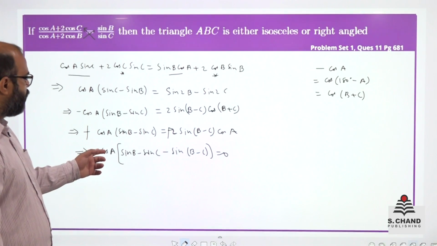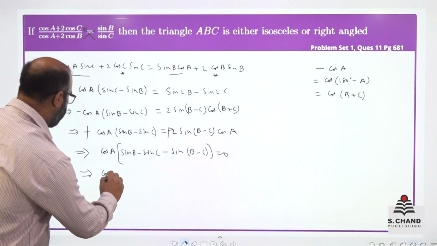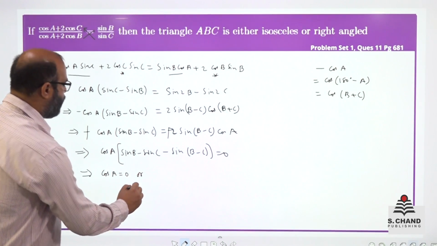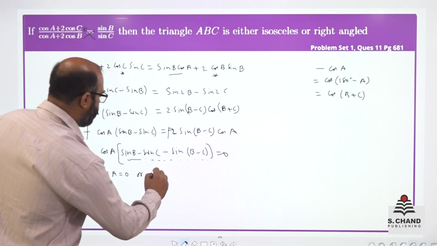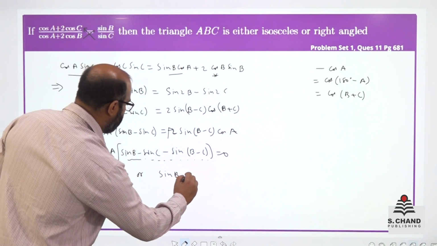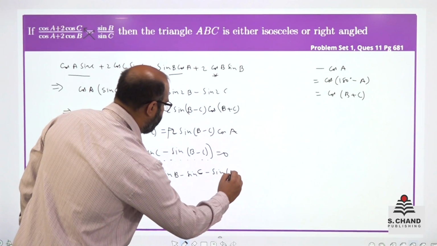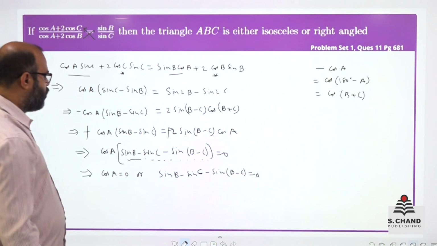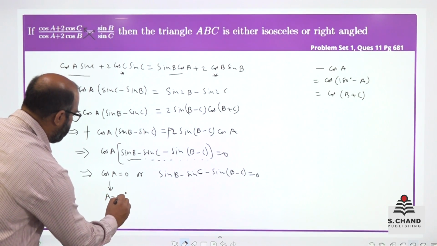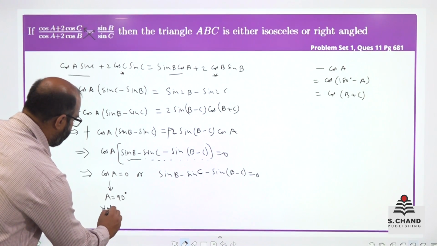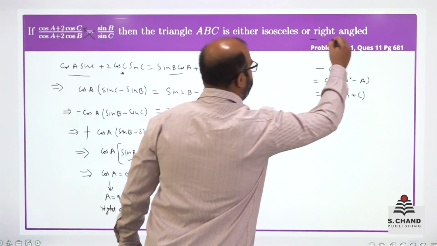So one thing which is coming out from here is cos A could be 0. So we can have cos A is equal to 0 here. Or another thing is that this term, which is sine B minus sine C minus sine of (B minus C), is equal to 0. So if cos A is equal to 0, A is equal to 90 degree. So this is a right angle triangle. So this first thing we have proved, that it is a right angle triangle.